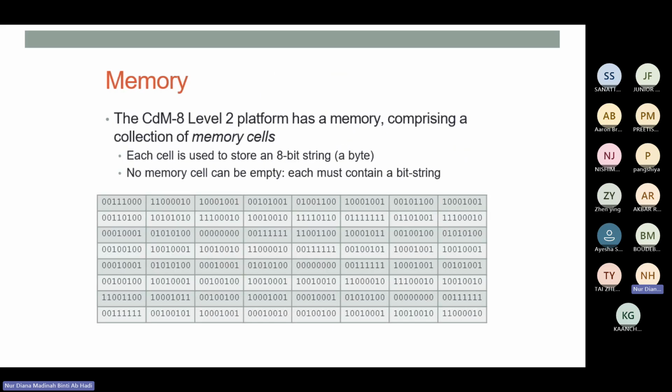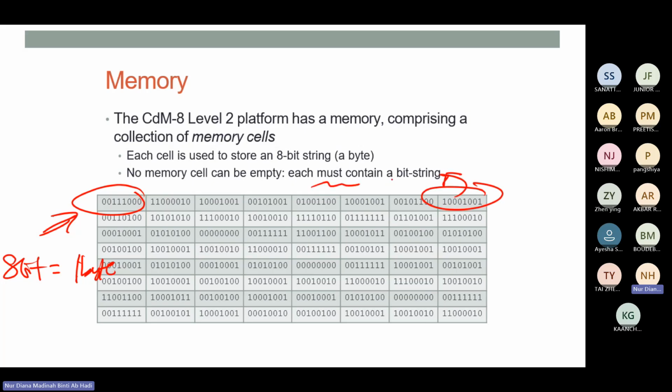So this is the memory cell. How does it look? The level 2 platform has a memory comprising a collection of memory cells. Overall we know it as the memory, but when we look into it one by one, each is known as a memory cell. Each memory cell contains an 8-bit string, which is equivalent to 1 byte. No memory cell can be empty; each of them must have a bit string.